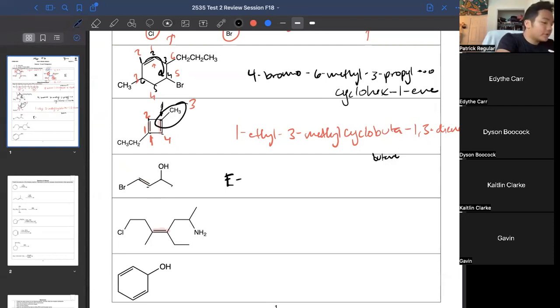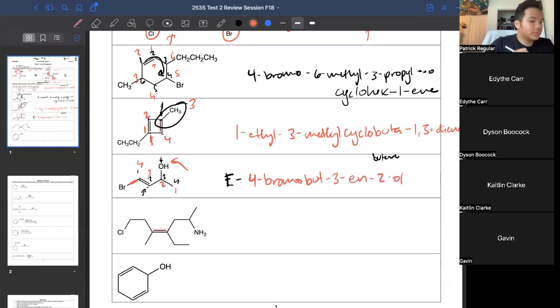And right here we have 2 priority groups, an alcohol and an alkene. The alcohol would take priority. So even though you might want to count this way, 1, 2, 3, 4, you have to count this way and give alcohol the 2. 1, 2, 3, 4. So we would have 4 bromo, but 3 ene 2 ol. There's only 1 alcohol. There's no diol or anything. So we have to drop the E in butene.